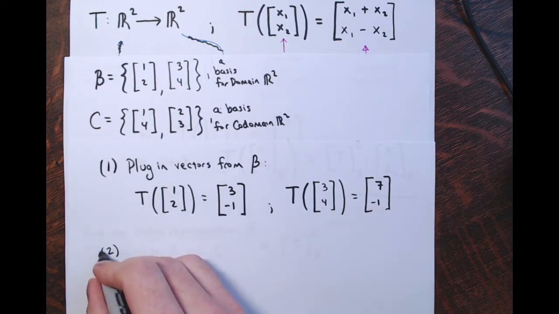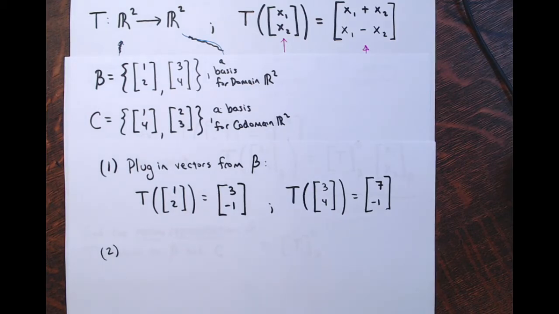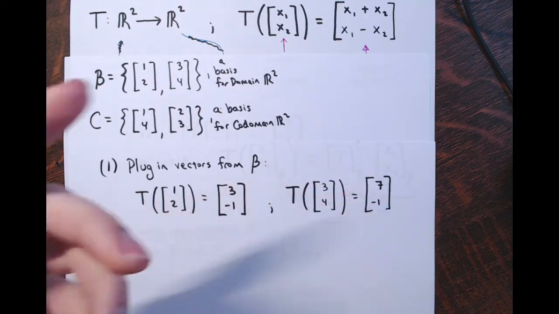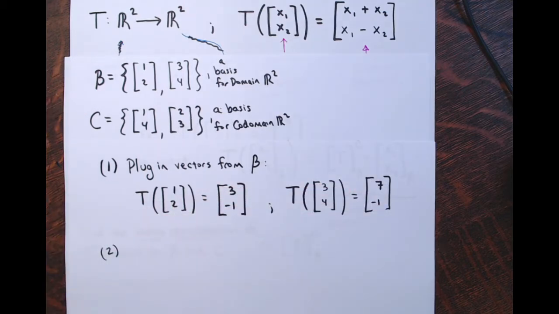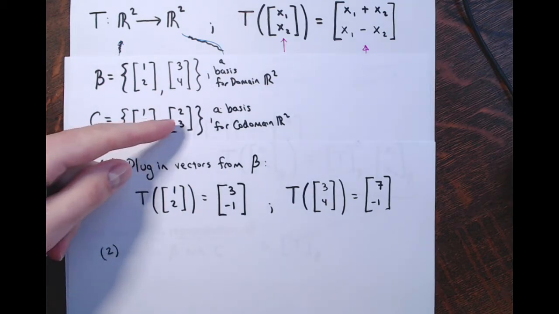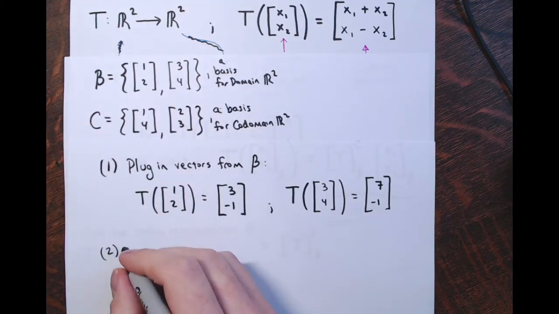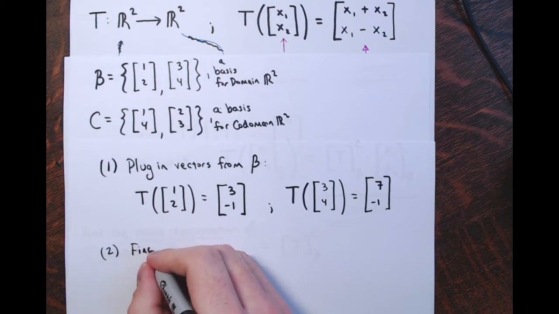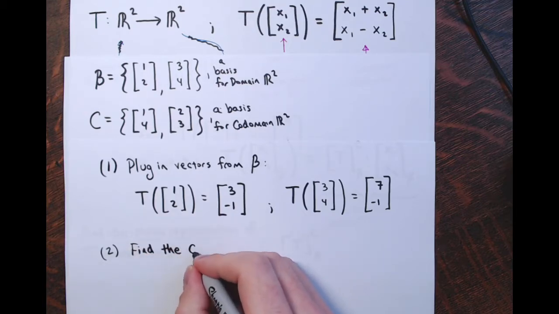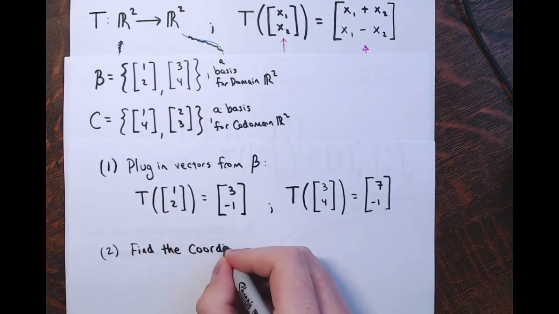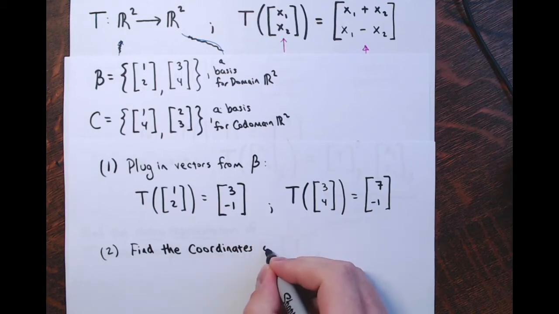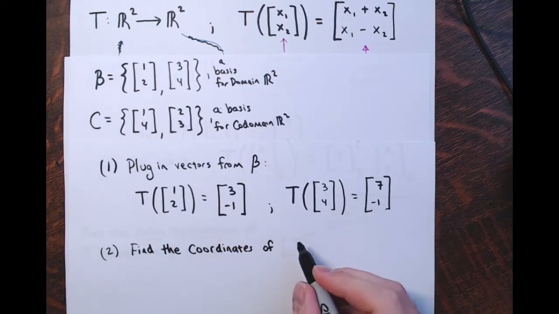Now, normally, remember back when we were working on finding the standard matrix, these would be the columns of the standard matrix, but that's not the case here. We're not working with the standard basis for the codomain. We want to find the coordinates relative to basis C for the codomain. So now I'm going to find the coordinates of these images, 3, negative 1 and 7, negative 1.